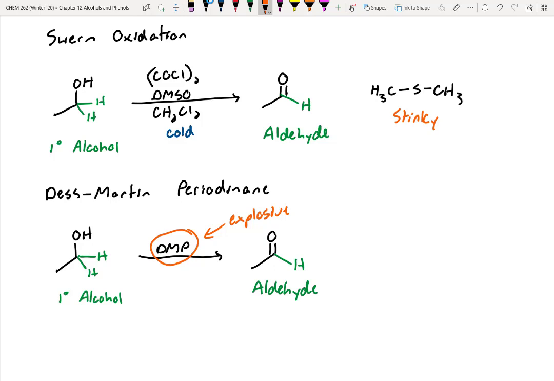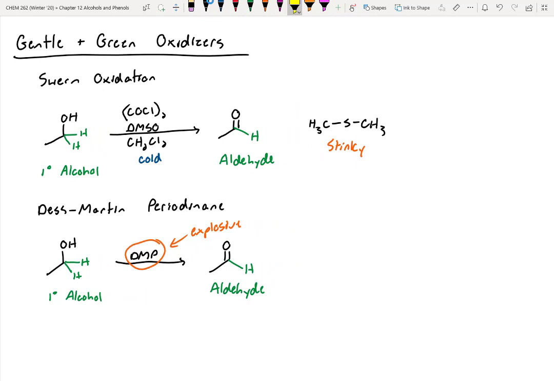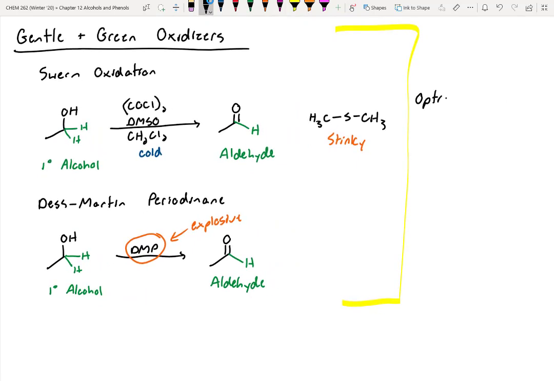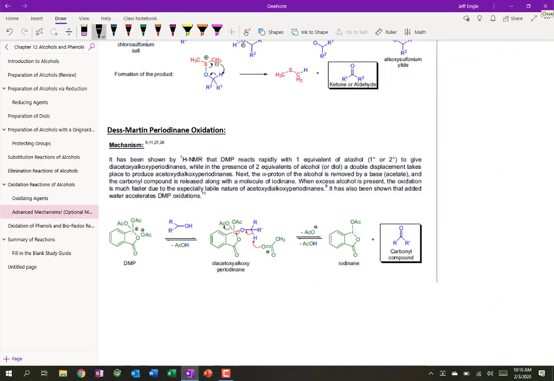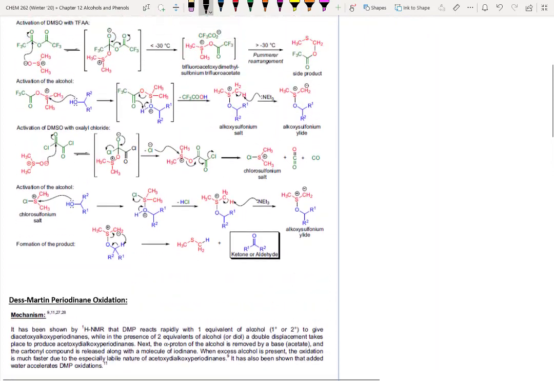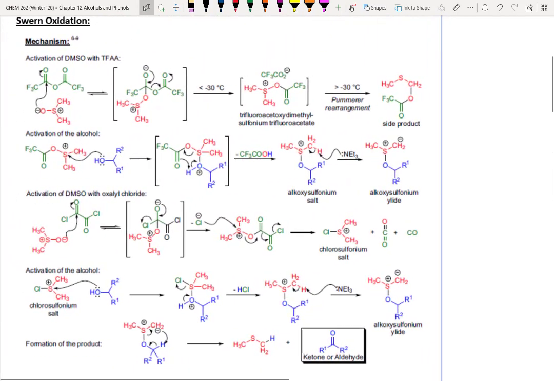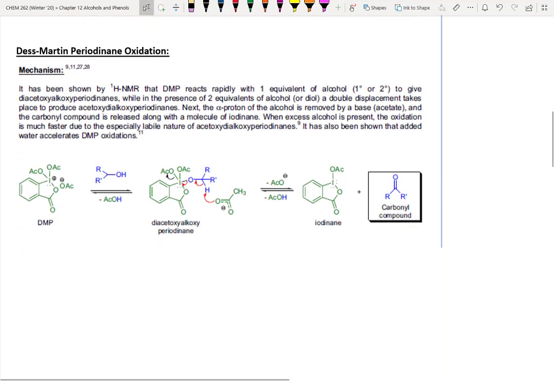All right. So these ones, I just wanted to make a note, are optional. You don't really need to know them. I just like showing them because it kind of bugs me in these newer books that they still tend to use these chromium-based reactions that aren't really that common anymore. If you are interested in learning more about these reactions, I've added a tab in our folder called Advanced Mechanisms. So if you're the type of chemistry student that really wants to learn about the Swern oxidation, you can kind of follow along with this mechanism that I've posted here. And then same thing with the Dess-Martin Periodinane.